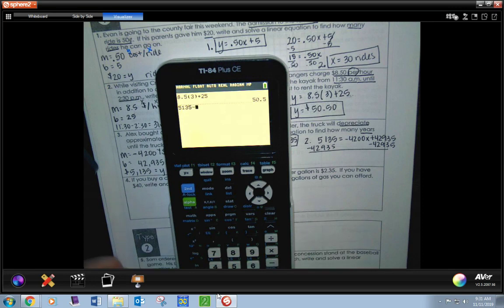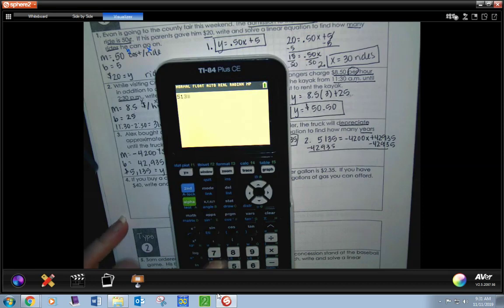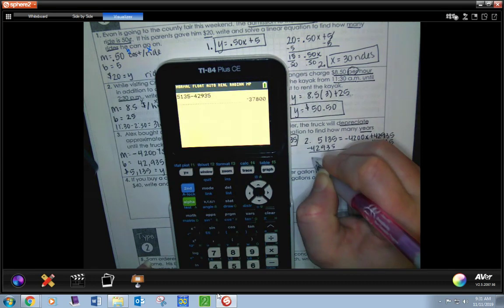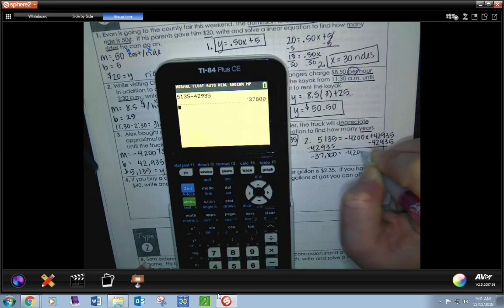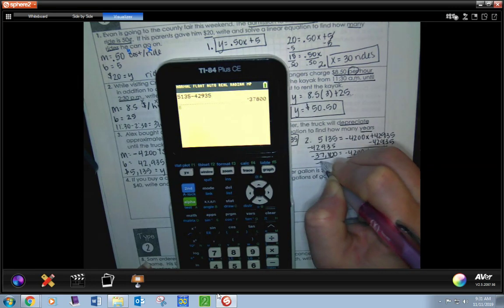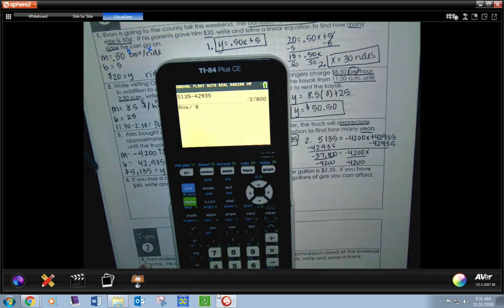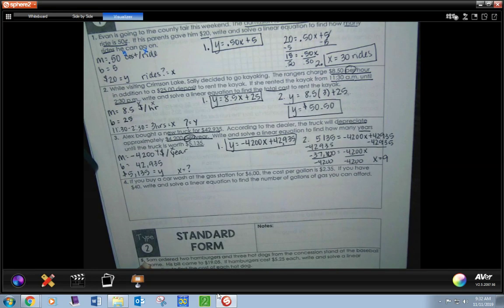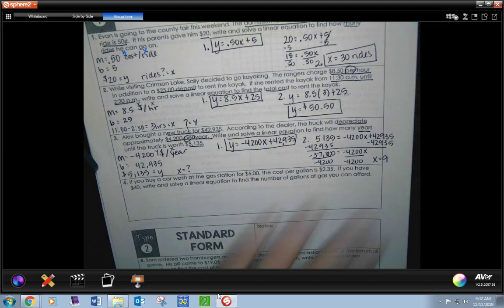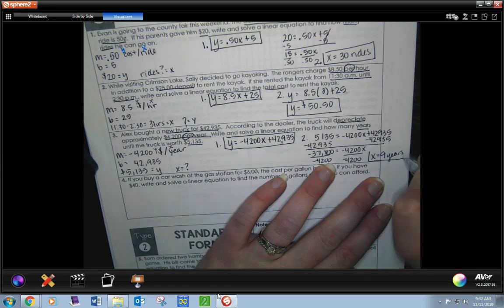Okay, when I do that, 5,135 minus 42,935 gives me negative $37,800 equals negative 4,200x. To get x by itself, we're just going to divide by negative 4,200. And this gives me x equals 9. And since we're solving for x, remember x is years. Box my answer for number 2.